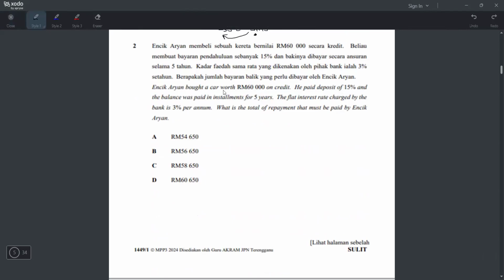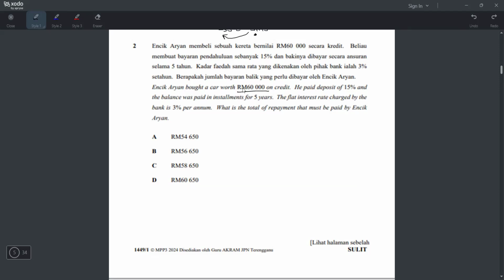Number 2, Encik Aryan bought a car worth RM 60,000 on credit. Okay, when you buy a car, you don't pay the full amount. You will pay a down payment first, right? The down payment is usually like 10%, 15%, 20%, like that. And then the remaining balance, you will borrow from the bank, and you will pay it back to the bank. But when you pay it back to the bank, they will charge you interest.